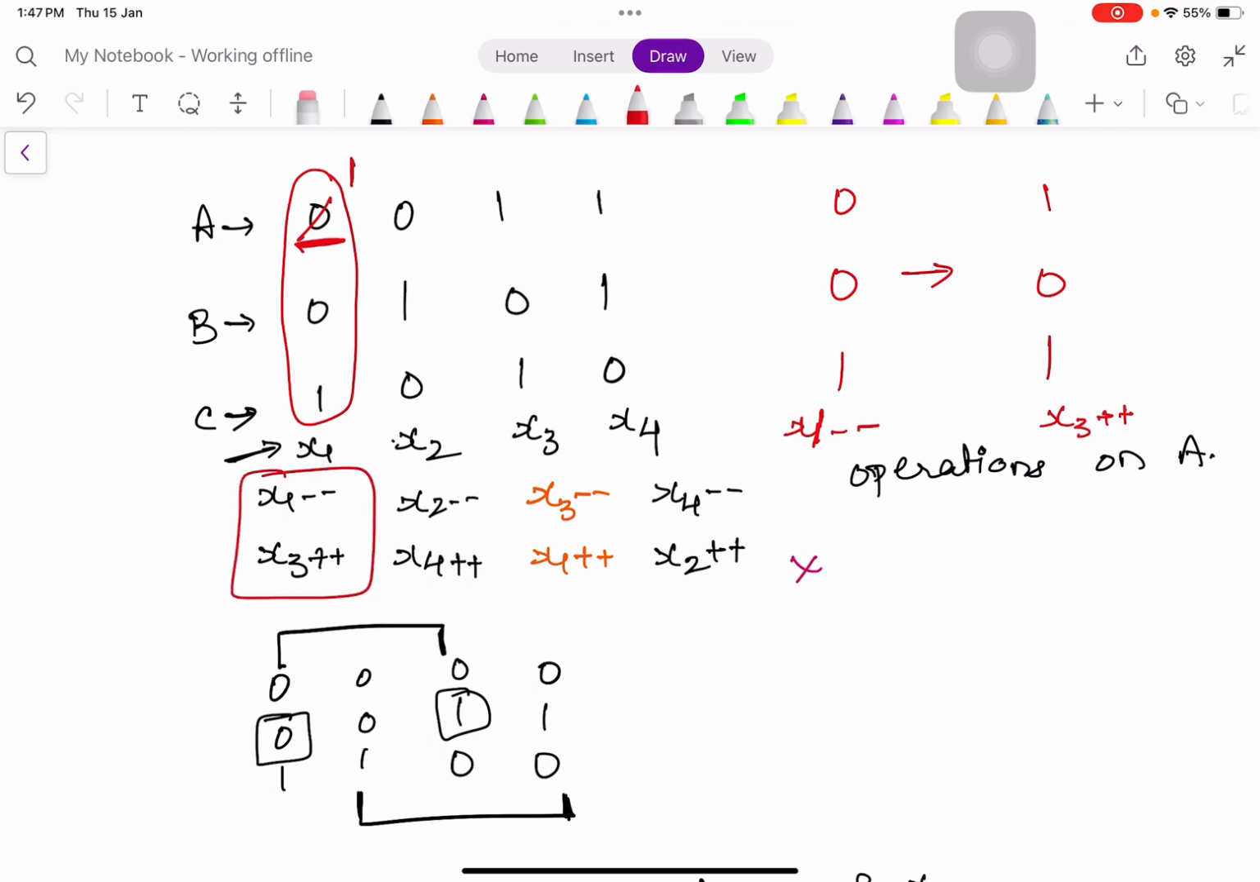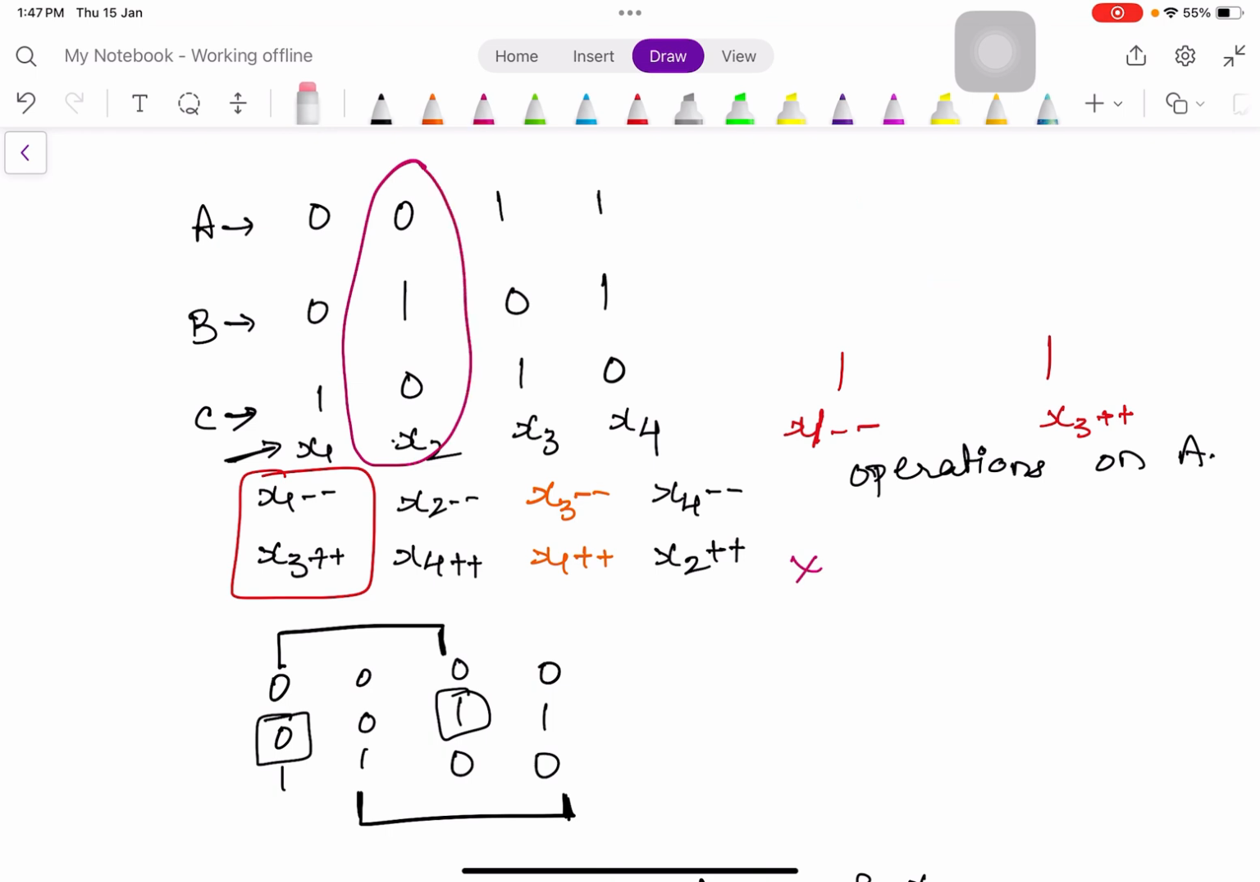Similarly, if I perform the first operation on the second character of the A string, then initially I have 0 1 0, but after flipping the 0 it becomes 1 1 0, right? The number of x2s gets reduced and the number of x4s gets increased. So that's why I've written x2 minus minus and x4 plus plus.